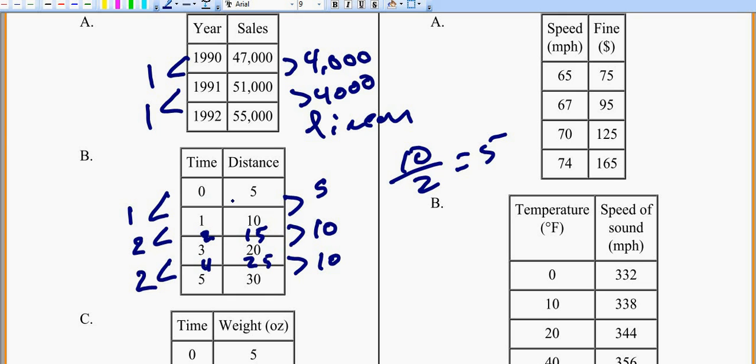But what you got to realize is it's still constant, because each time we've gone 2, we've gone 10, right? If we had a 6 here, this would be a 35. So it's a constant rate of change because our average rate of change, time and distance, is always going to be the same.